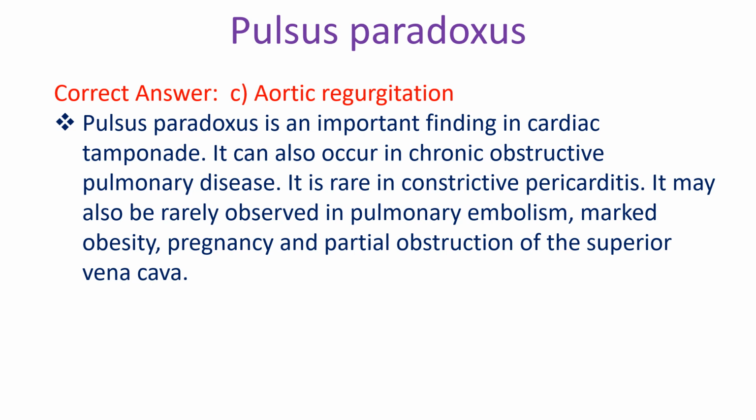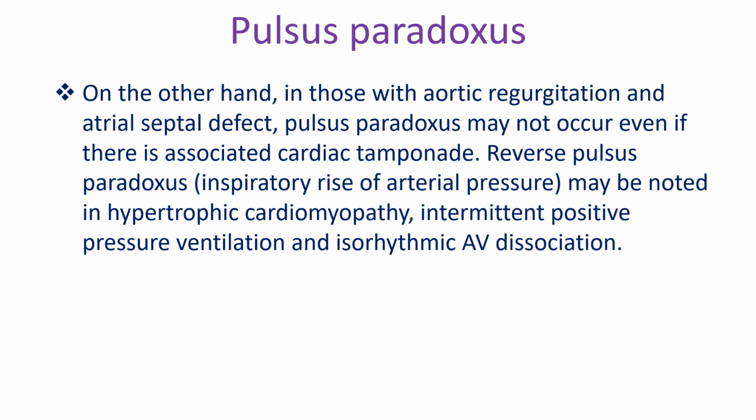It may also be observed rarely in pulmonary embolism, marked obesity, pregnancy, and partial obstruction of the superior vena cava. On the other hand, in those with aortic regurgitation and atrial septal defect, pulsus paradoxus may not occur even if there is associated cardiac tamponade. Reverse pulsus paradoxus or inspiratory rise of arterial pressure may be noted in hypertrophic cardiomyopathy, intermittent positive pressure ventilation, and isorhythmic AV dissociation.